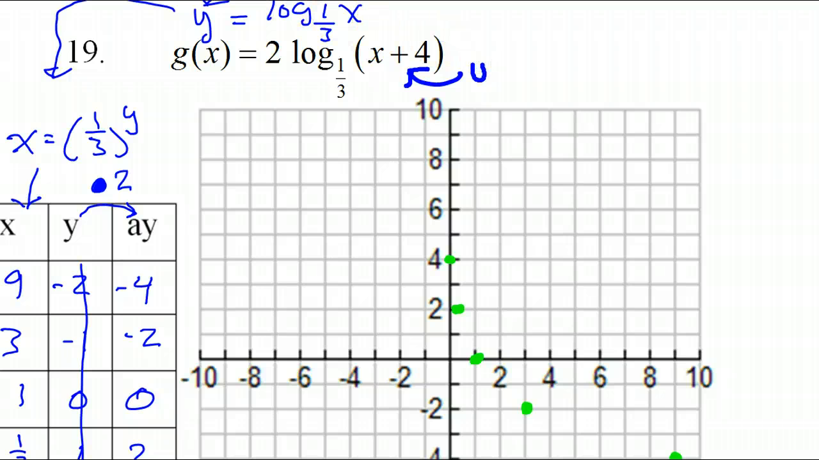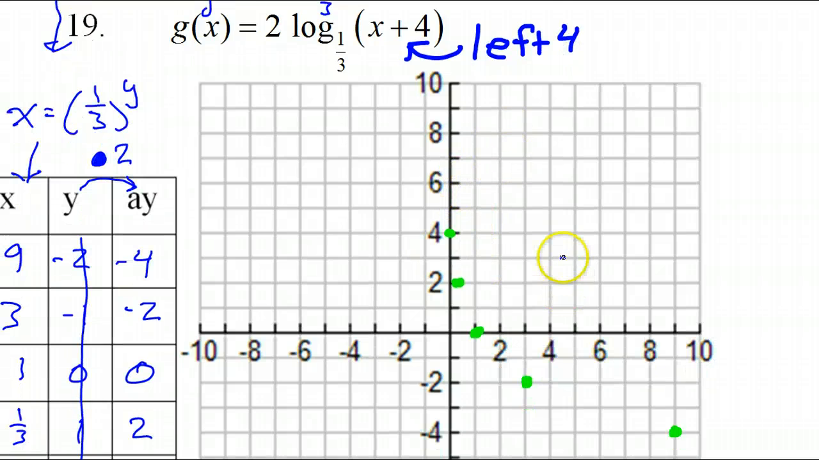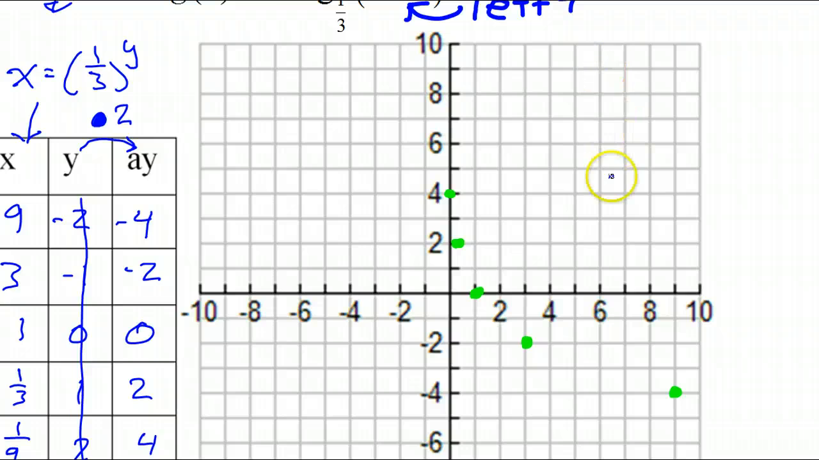Of course, this plus 4 means for us to go up 4. Oh, what am I? Yeah, I didn't mean that at all. Inside the parentheses is your left-right motion, and it's the opposite of what you would normally think. So this plus 4 tells us to go left 4. All right, I fell asleep for a microsecond there. Good thing I'm not driving.